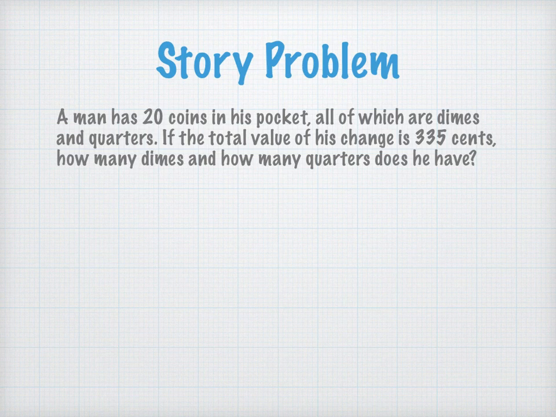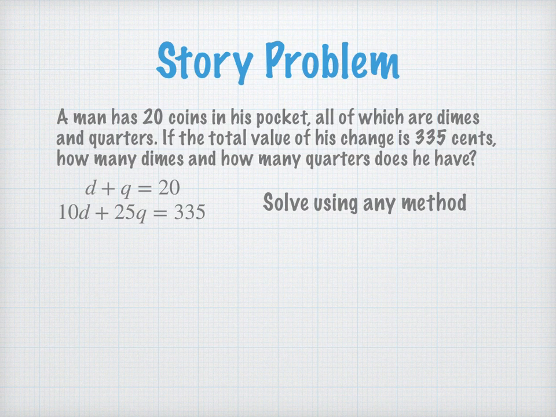Well, we know that he only has dimes and quarters in his pockets. I'm going to let D be my variable for dimes and Q be my variable for quarters. If I added the number of dimes and the number of quarters together, I should have 20 because he has 20 coins in his pocket. Now we have to take into account the total value of his change being 335 cents. Each dime is worth 10 cents. Each quarter is worth 25 cents. So 10 times the number of dimes plus 25 times the number of quarters will give me 335 cents.